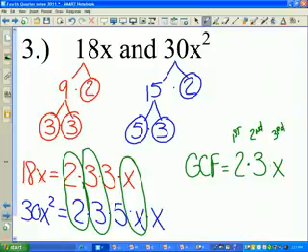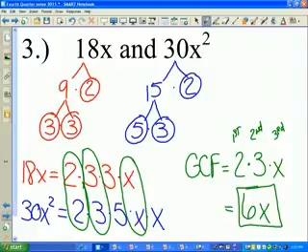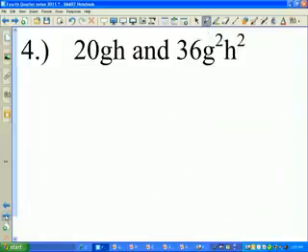Okay? So now 2 times 3, last time I checked, is 6. And since I have 1x, I have 6x as my greatest common factor. Okay? So usually about here, that's when a lot of people are like, oh, I totally get it. Of course, I have a couple more examples, so don't be fearful of it.